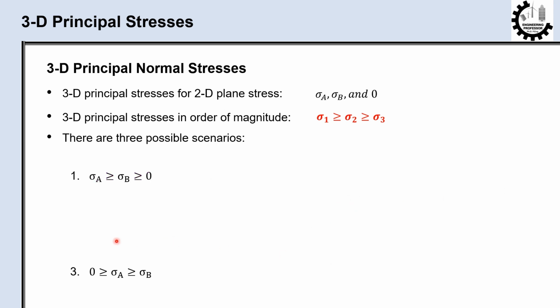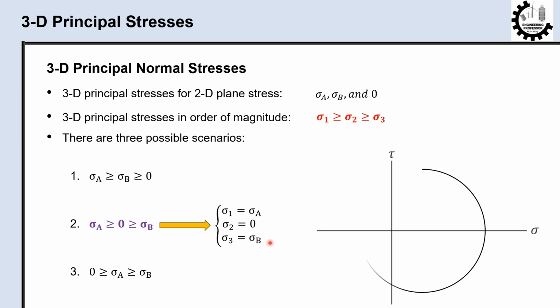Case 2 is when sigma A and sigma B have different signs. For example, sigma A is positive and sigma B is negative. In this case, sigma A will be the maximum principal normal stress, sigma 1, 0 will be sigma 2, and sigma B will be the minimum principal normal stress, sigma 3. If we draw the corresponding Mohr's circle, we can visualize the principal normal stresses.